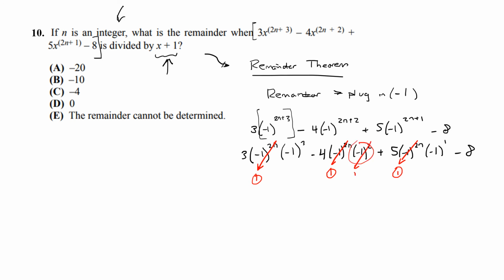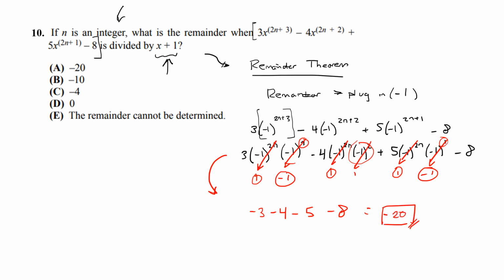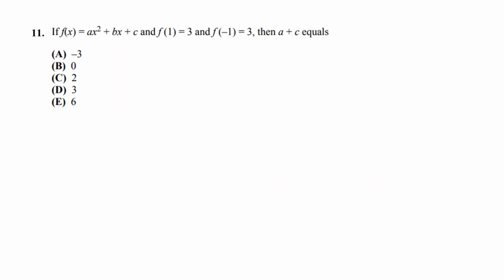What we can't change to a 1 is this, because it's an odd power, and this one's an odd power. Because they're odd, -1 to the third actually becomes -1, and -1 to the first power also becomes -1. So now we're left with -3, -4, -5, -8. That's what's remaining of this. And if we combine these all together, -3 minus 4 is -7, -5 is -12, -8 is -20. And with that, we know our remainder is choice A, -20.